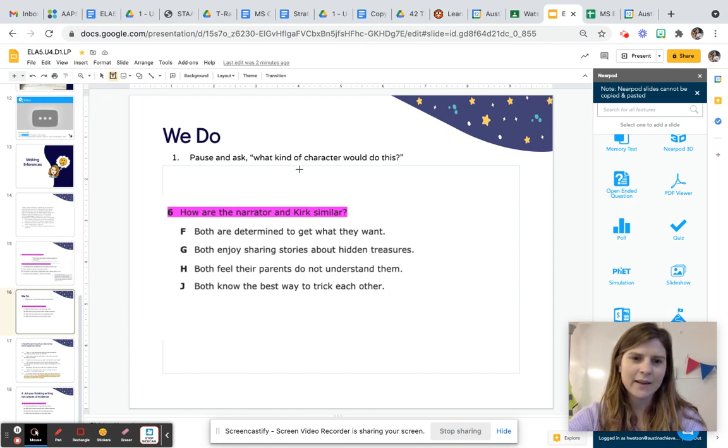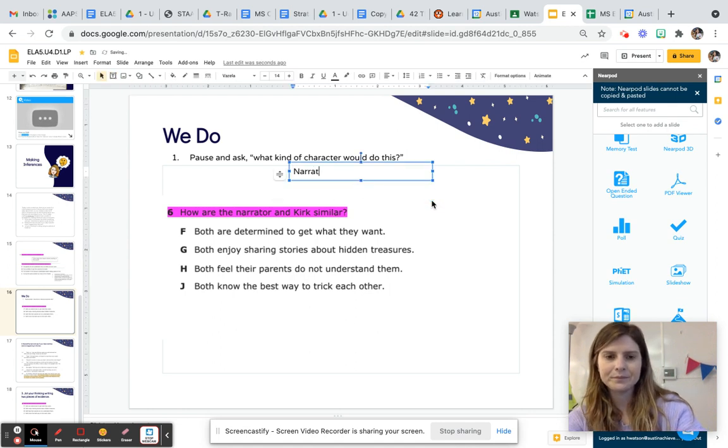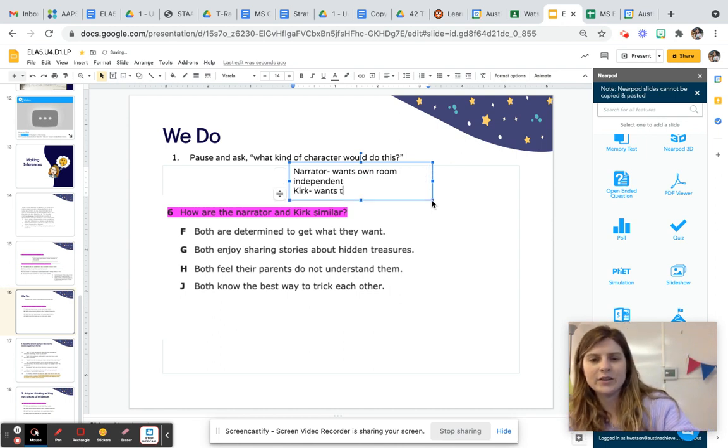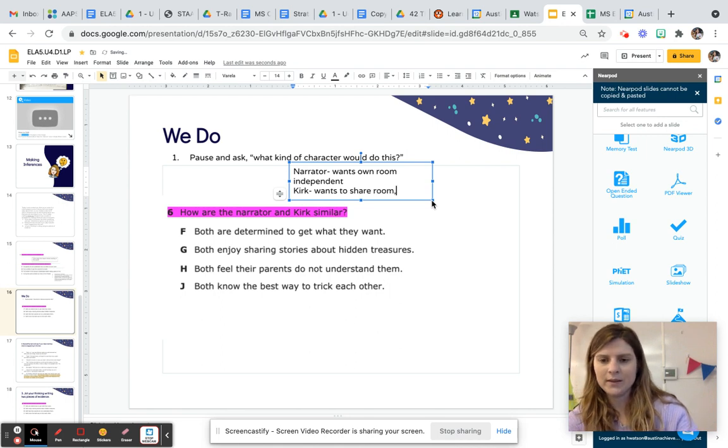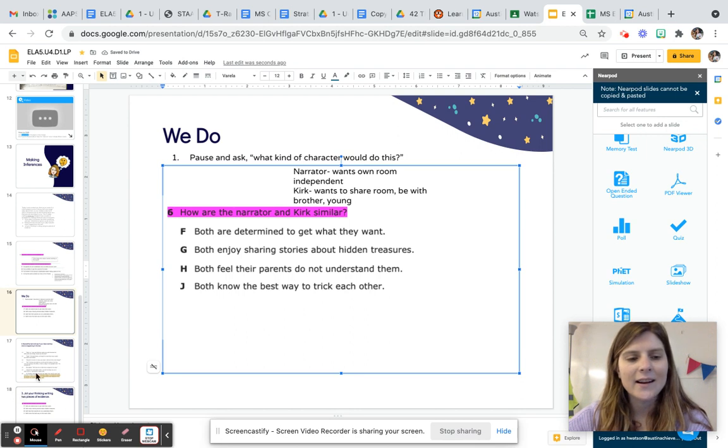I'm going to insert my text box and say something like, the narrator wants own room, independent. Kirk wants to share room, be with brother. Young. Okay. So your notes should be on your paper next to question 6 or in your Google Doc with a comment.